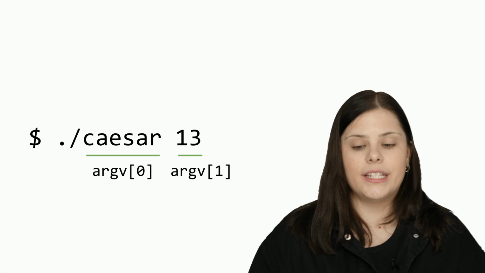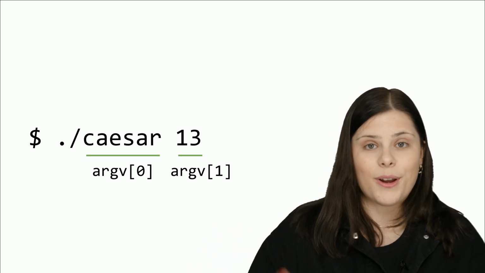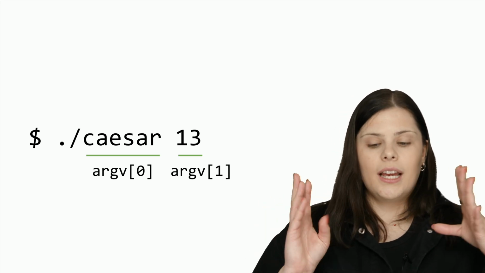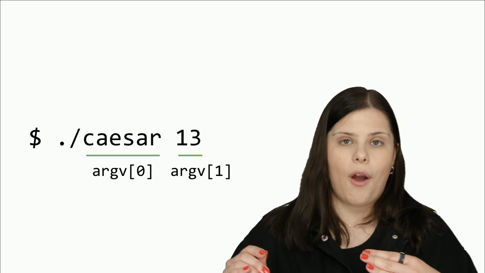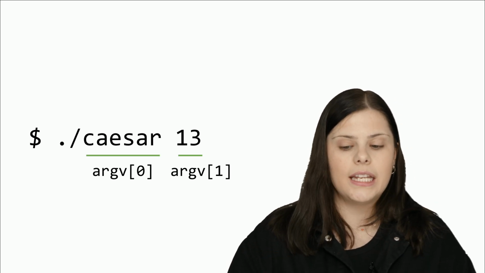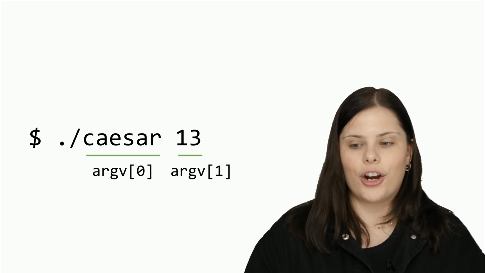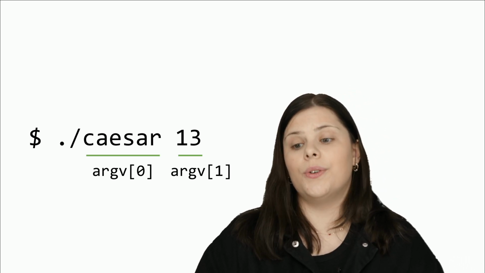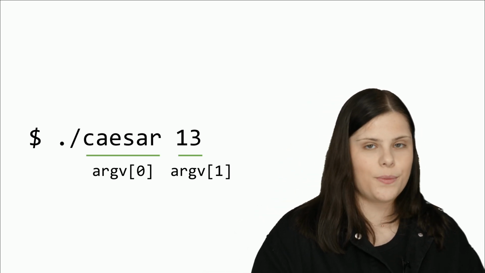So going back to our Caesar example, which some folks might already have started on the problem set, but if not, this is what you might see. The first word that we have, Caesar, will be argv[0]. It is the first element. And then 13 is argv[1]. And what is our argc, the argument count? How many? 2, exactly. So we have 2 command line arguments, so argc will be equal to 2.